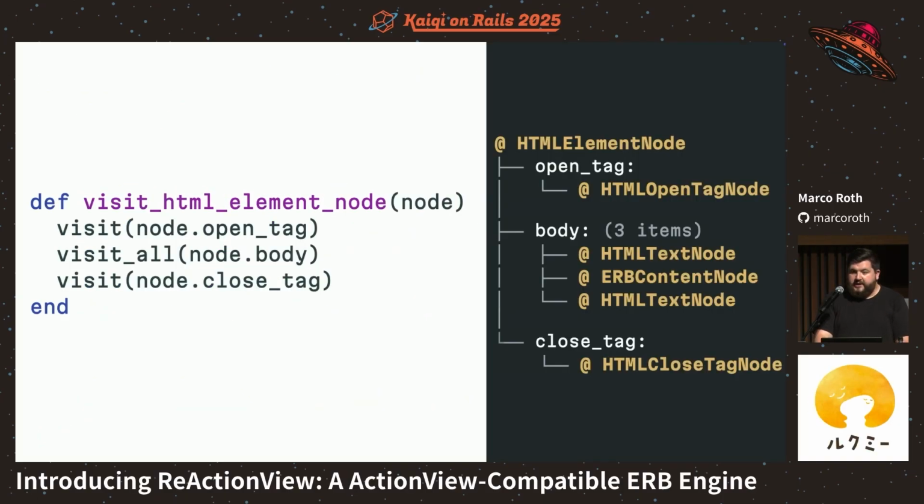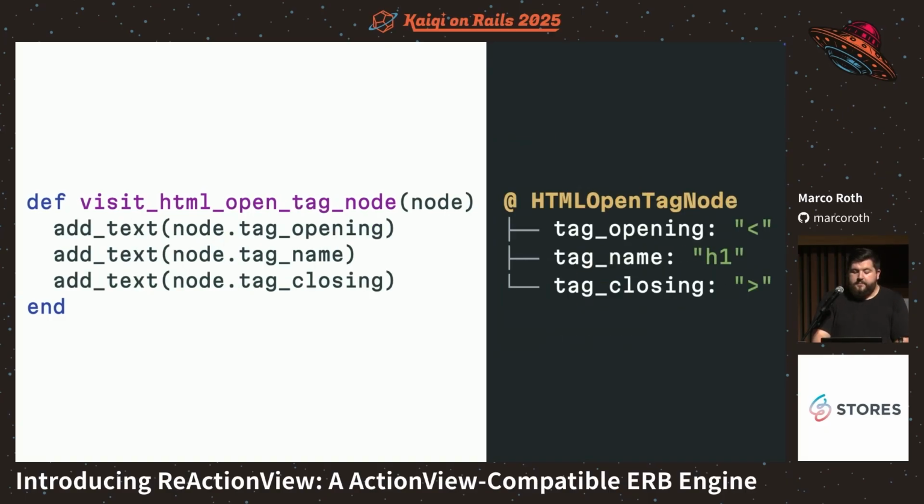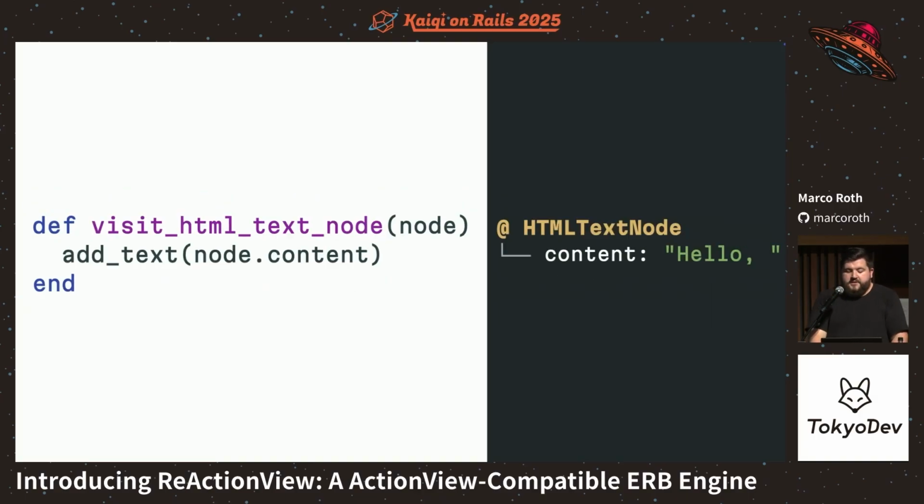So let's start with the HTML element node. This holds the references to the open tag, to the body, and the closing tag. So we just visit each of those. Then in the open tag node, we can see on the right side, we have these single tokens, and we can just call add_text for each of them to compile this template. For the text node, we can do the same. We can call add_text for just the content.